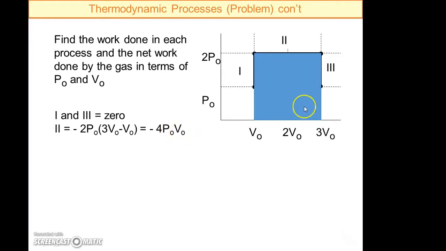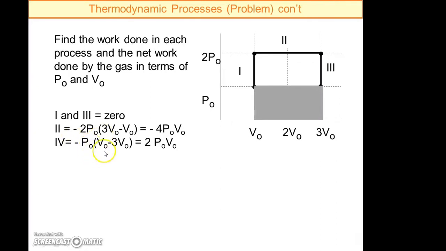Now in process 4, we have just this area under the line of process 4, and that has the same volume change, except now it's a compression. So this is my final and this is my initial, and my height is only PO. So when I plug that into my equation, negative PO times final minus initial, and the negative volume change times the negative is positive, I get 2 PO VO.